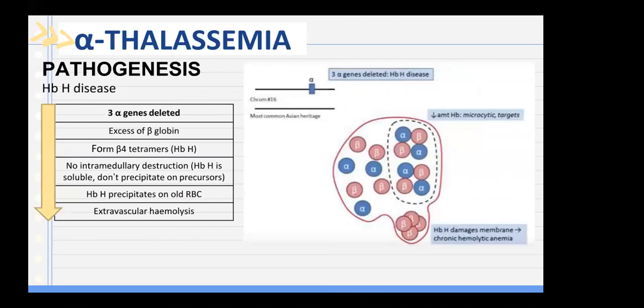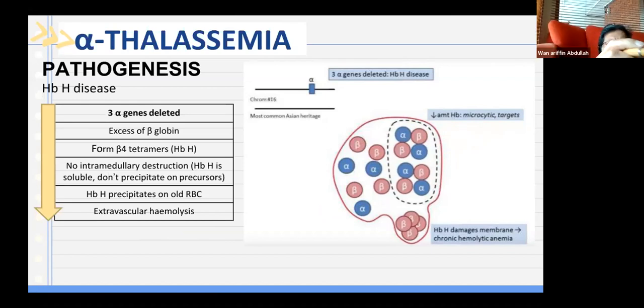Next one is when there are 3 alpha genes deleted, it is called as hemoglobin H disease. The pathogenesis is when there is a 3 deletion, there will be excess of beta globin chain. And this beta globin chain will form the beta tetramers, which is the hemoglobin H. Hemoglobin H damages the membrane, which causes chronic hemolytic anemia. And the hemoglobin H has no intramedullary destruction because it is soluble and doesn't precipitate on the precursors. But it precipitates on the old RBC, and then it causes extravascular hemolysis. For HbH disease, there is still a low amount of hemoglobin, but it is microcytic and there are target cells. Okay. Okay, so this is very important.